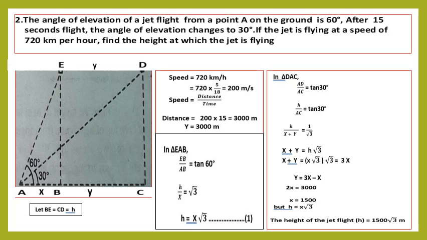We know the Y value is 3000. Therefore 2x is equal to 3000. Therefore x is equal to 1500 meters. Therefore the height of the flight is equal to X root 3. Our X value is 1500. Therefore 1500 root 3 meters. So 1500 root 3 meters is the height of the flight.